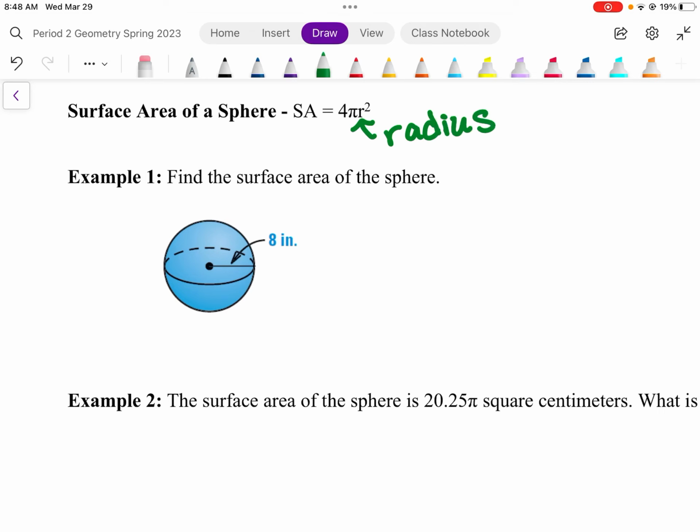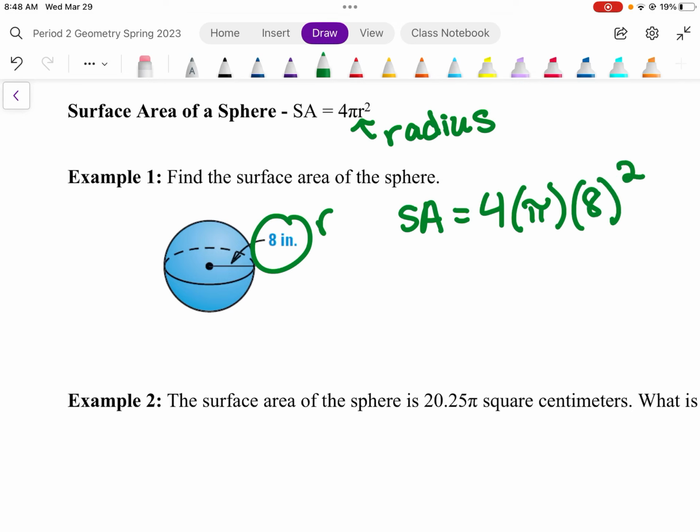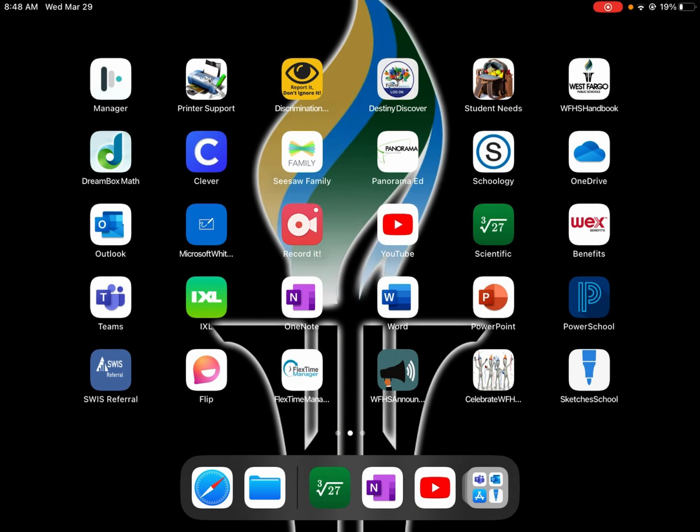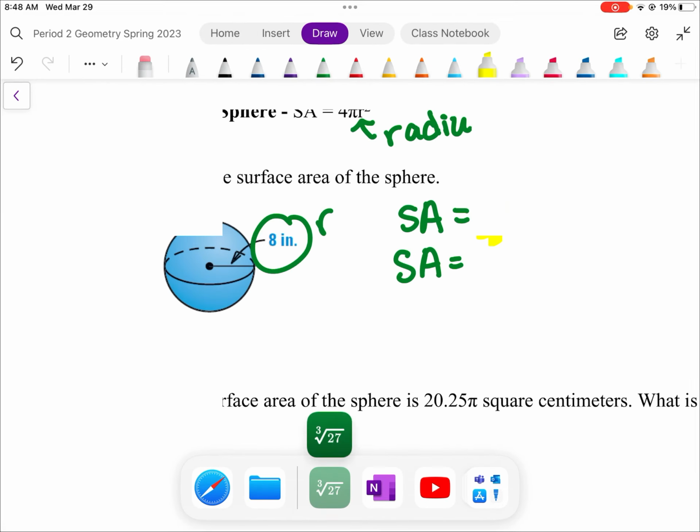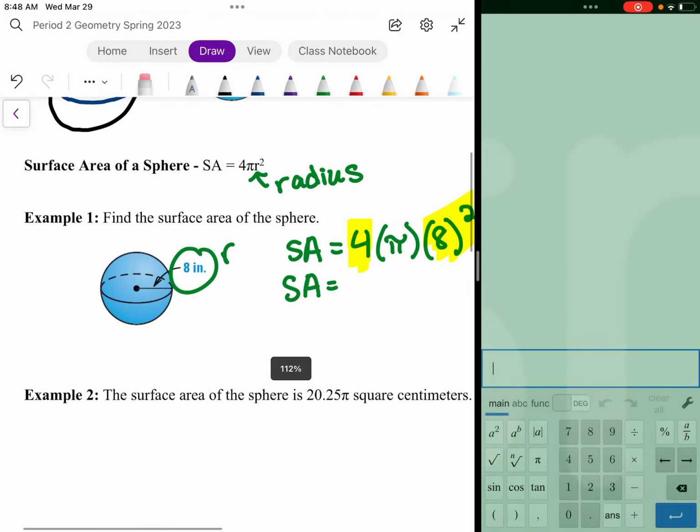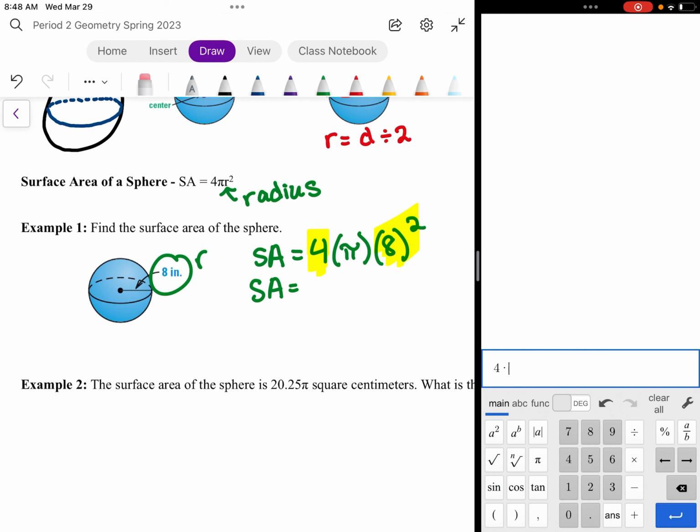So for example number 1, find the surface area of the sphere. They give us a radius of 8, so we just have to plug that in. For these, you are still going to be leaving it in terms of pi sometimes. So when you do that, you are going to multiply together everything that's not pi. So we're going to multiply 4 times 8 squared. So if I grab my calculator, we're going to be able to figure out what our answer is in terms of pi.